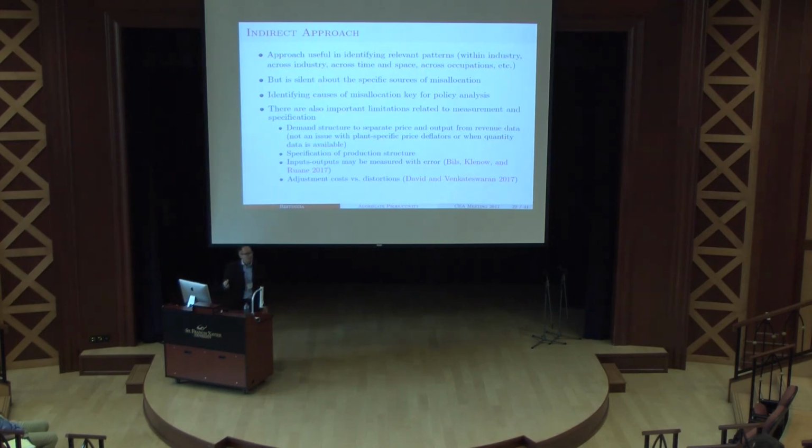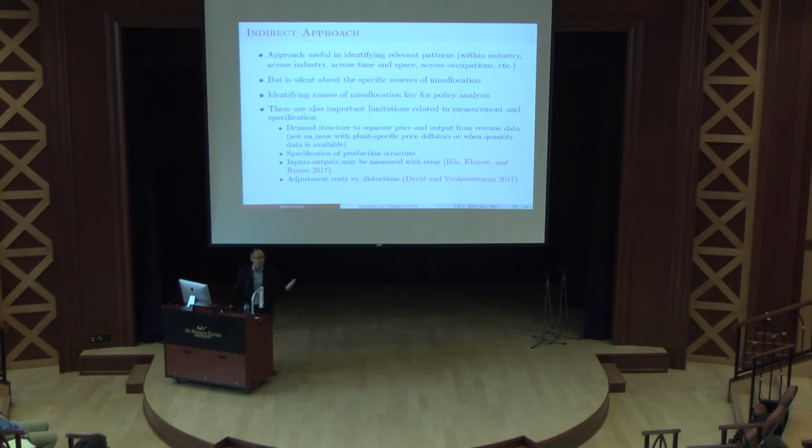But the main limitation is that this is really silent about the source of the misallocation. And understanding why this misallocation is created is critical in terms of policy analysis or institutional development. Now, of course, in addition to this, measurement is a big issue. I put 4 things here that the literature has tried to deal with.